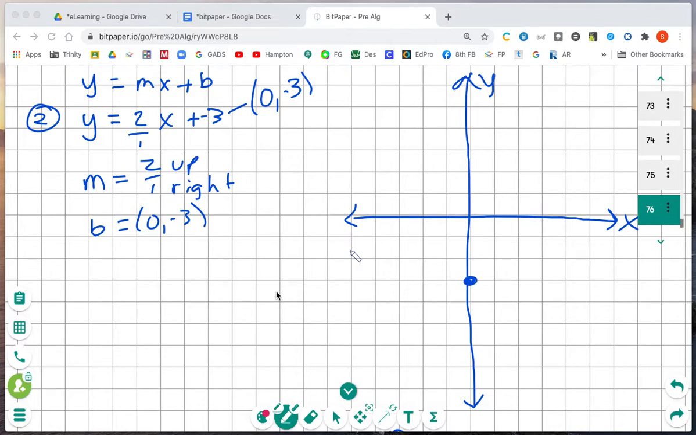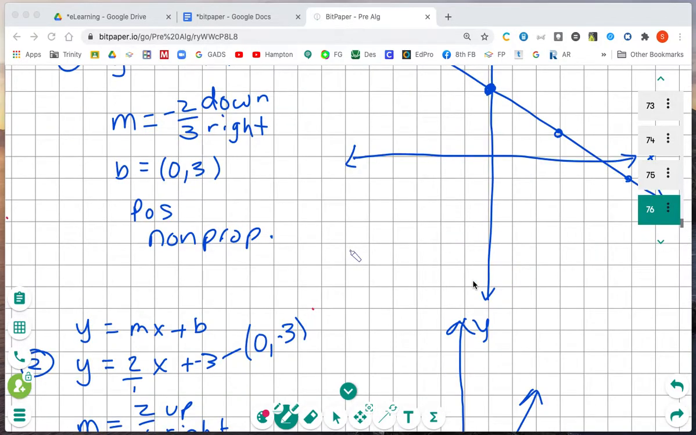And then we're going to go up 2 to the right 1. Go back to our starting point. Down 2 to the left 1. We'll make our connection with our line. And we'll notice that this is positive and non-proportional.